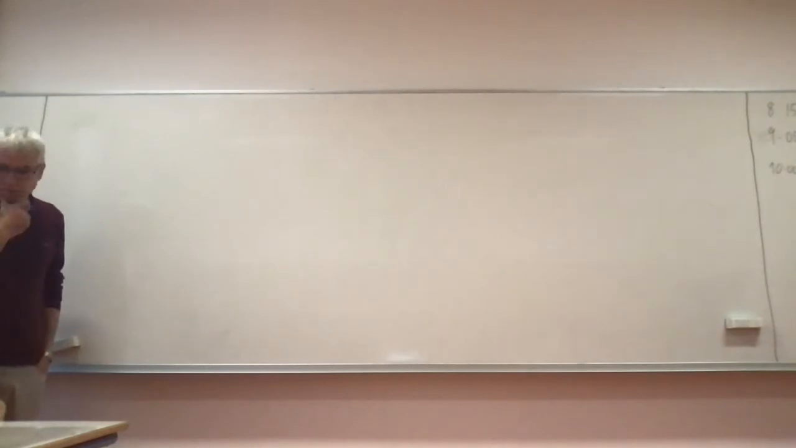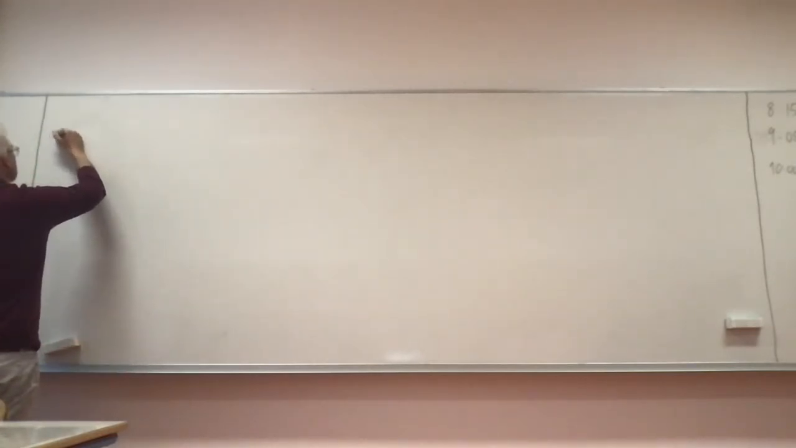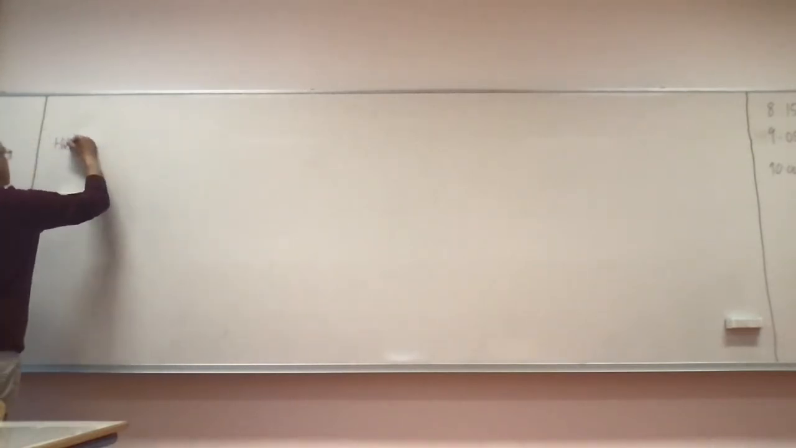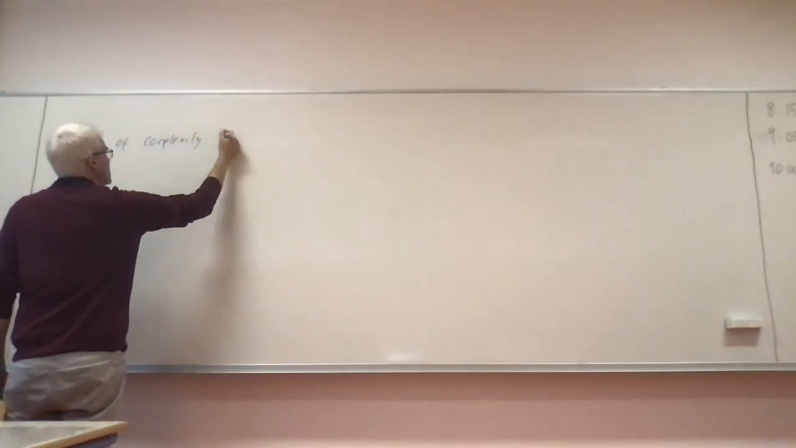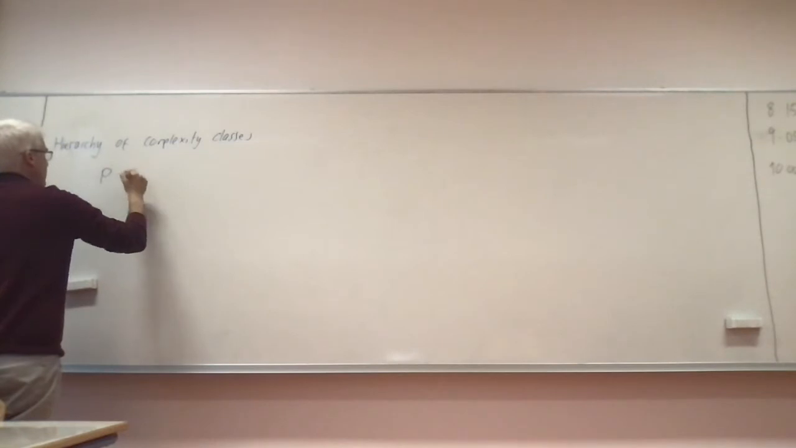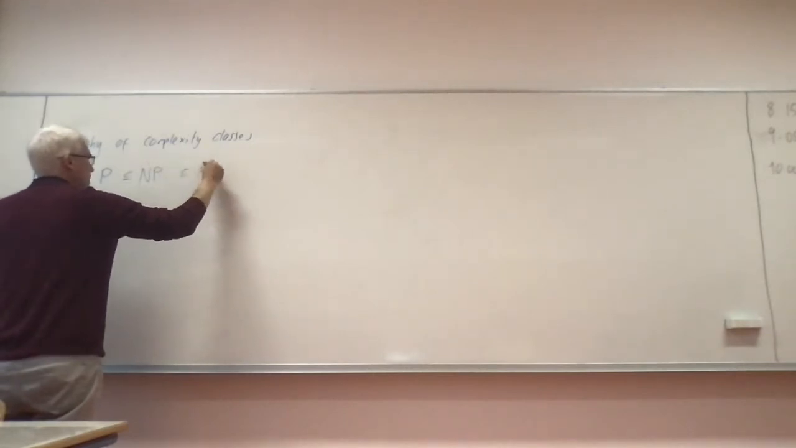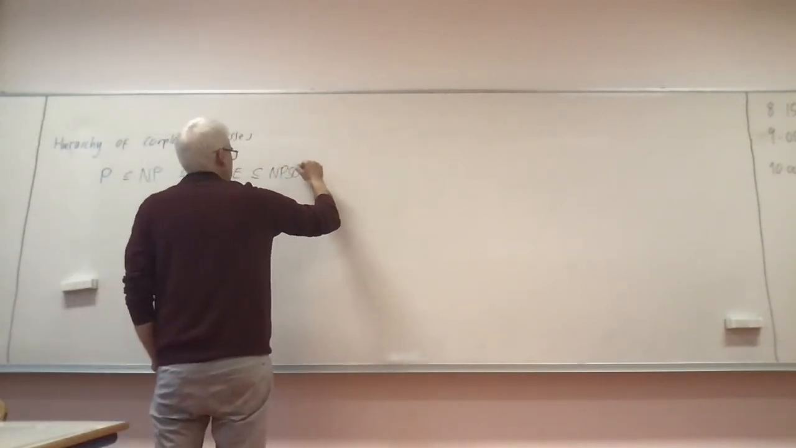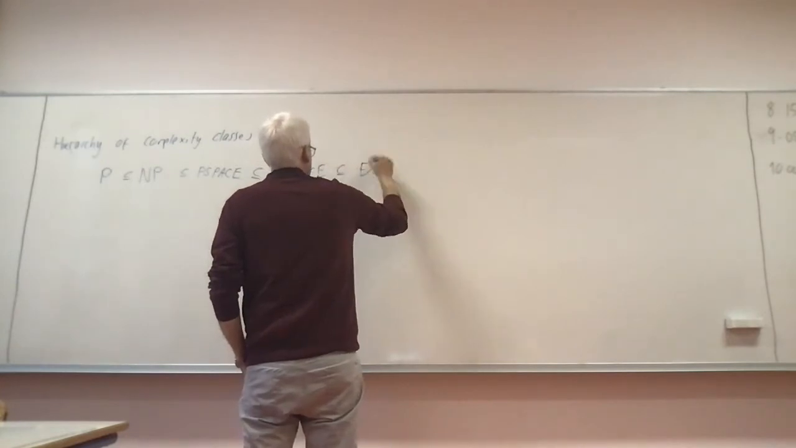So let me remind you where we are on the course. We've got our hierarchy of complexity classes. We started with polynomial time, kind of the idealization of efficient computation, and then non-deterministic polynomial time. And we went to space complexity, deterministic and polynomial space.